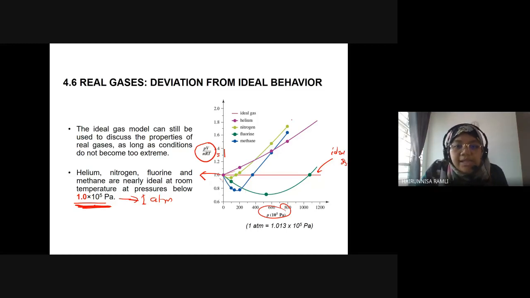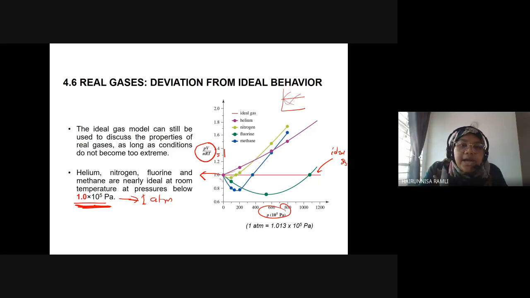But suddenly dia naik atas. Tak ada isu lah. Yang penting dia deviate daripada straight line. Where supposedly you akan dapat sebenarnya straight line. Tiba dia ke bawah, ada kejap ke atas, ada kejap mungkin ke bawah, lepas tu ke atas, macam tu. So itu ada deviation lah.